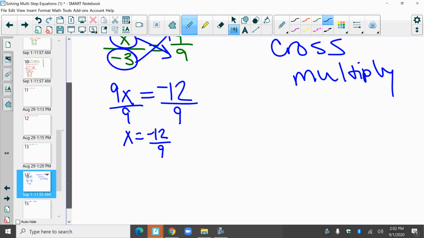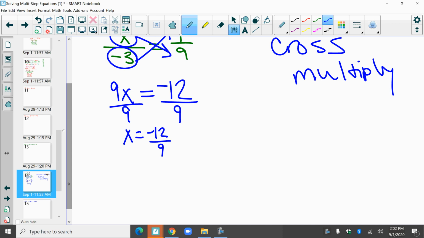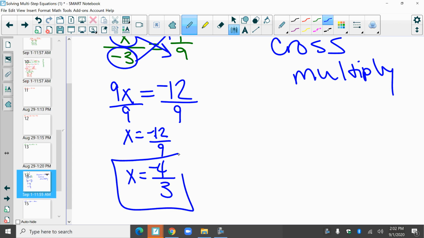If you were to leave this like that, I would mark it wrong, because you will never, ever see a 2/4 cup anywhere. You must always reduce your fractions completely. So negative 12 divided by 9 has a common factor of a 3. So negative 12 divided by 3 is negative 4. 9 divided by 3 is 3. And I have negative 4/3 as my answer. Okay?